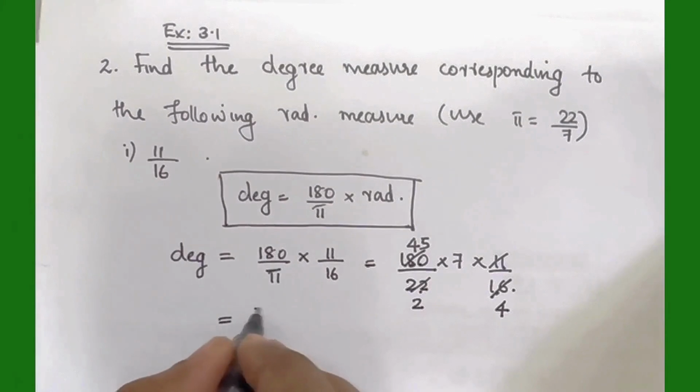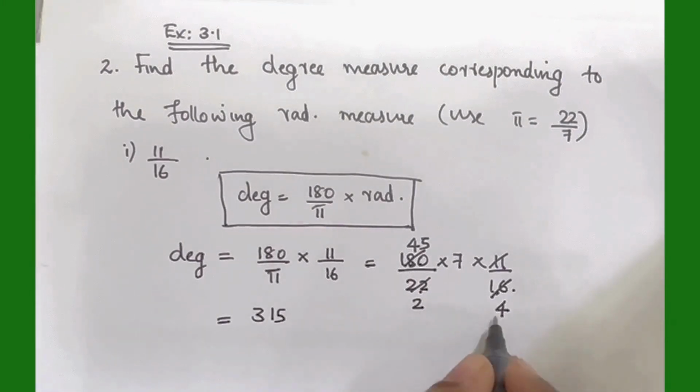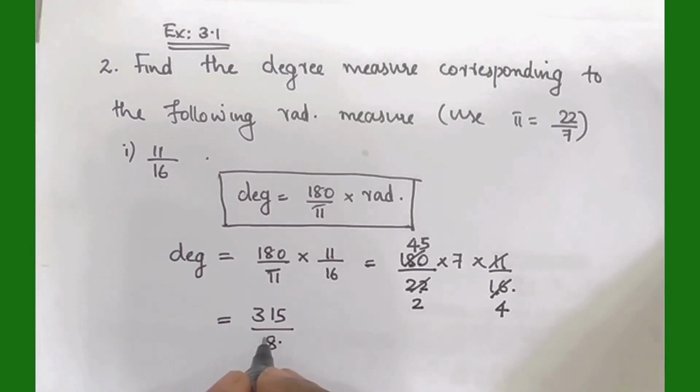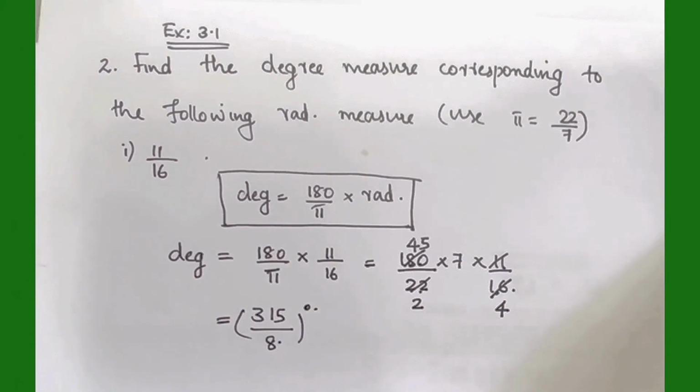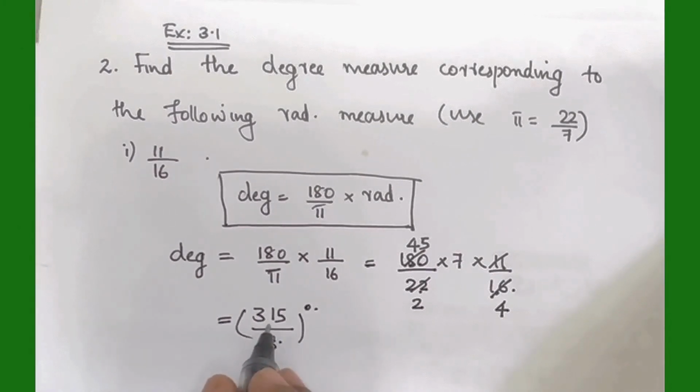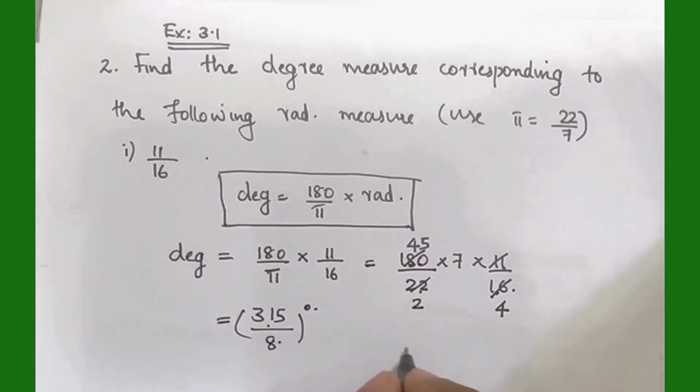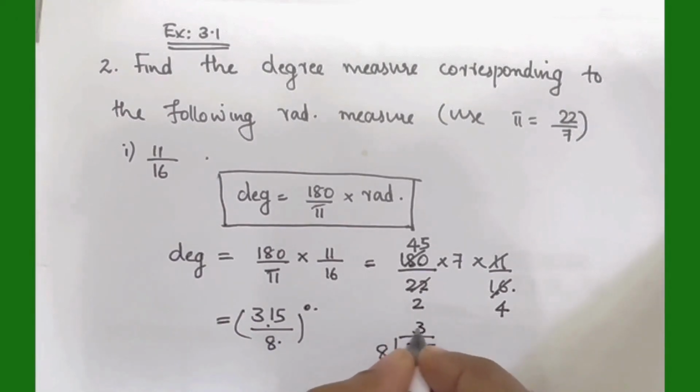Now just multiply: 45 into 7 is 315, over 4 times 2, which is 8. So this is a fraction, 315 by 8 degree measure. Usually we will not represent degree measure as a fraction, so we divide 315 by 8 and find the quotient and the remainder. If it is completely divisible, then the quotient will be our final answer, the degree measure.